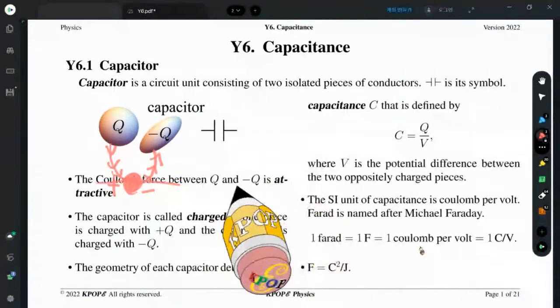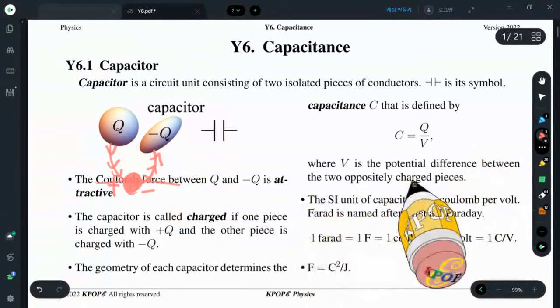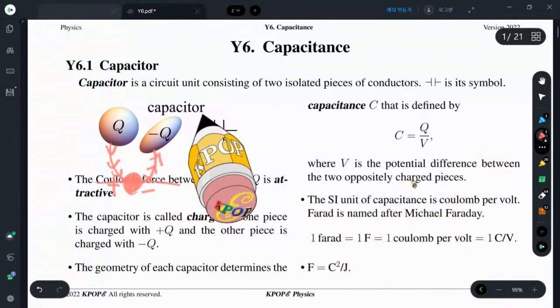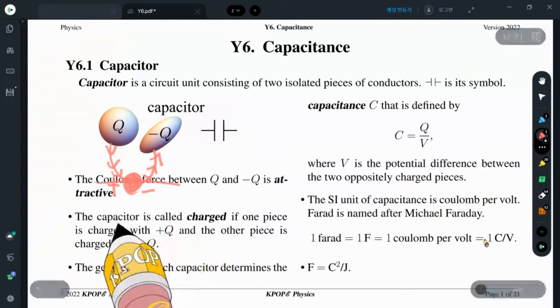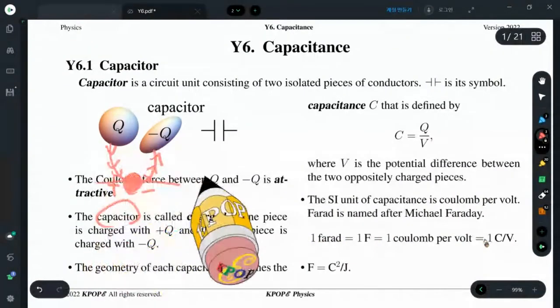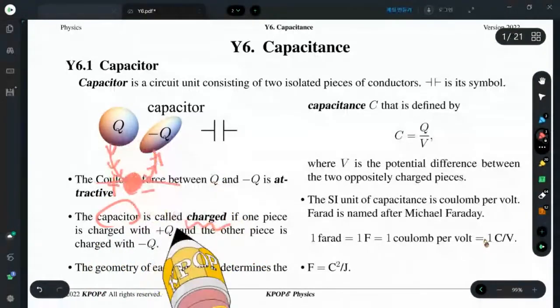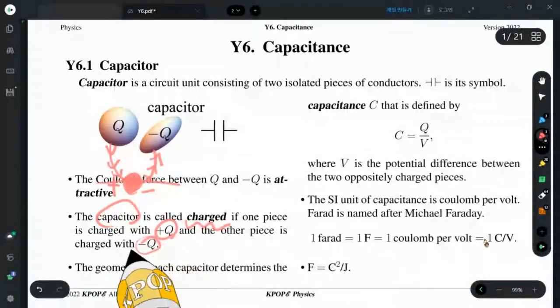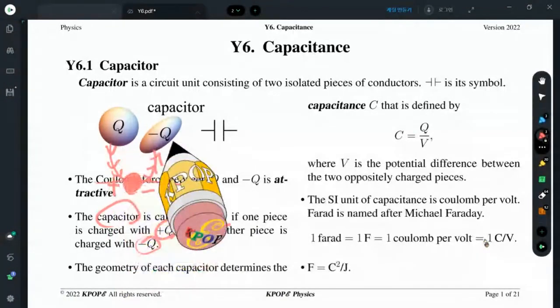The attractive force of positive and negatively charged particles is the source of containing electric charge. This is a capacitor, and a capacitor is called charged if they have non-vanishing positive and negative charge. We assume that both of them were neutral in the beginning.